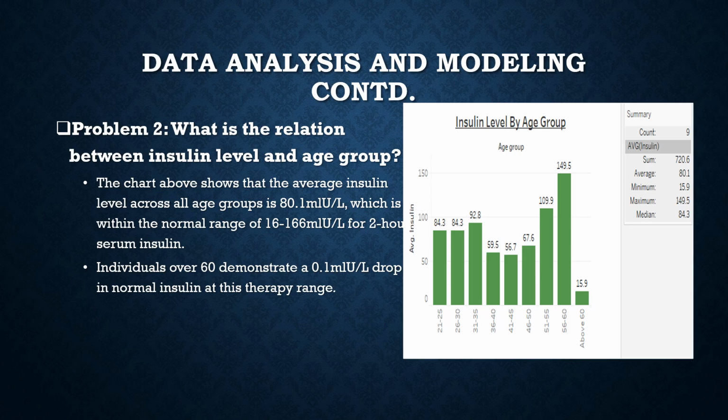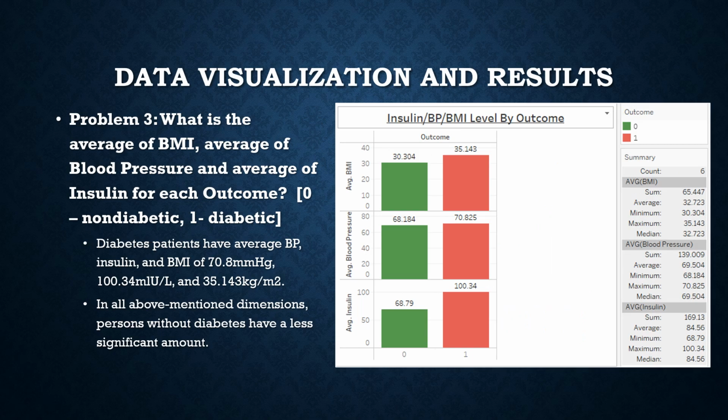Here is the question: is there a relationship between insulin levels and age groups? The chart above shows the average insulin levels across all age groups, which is within the normal range of 16 to 166 for 2 hours serum insulin. Individuals over 60 demonstrate a 0.1 unit drop in normal insulin at the therapy range.